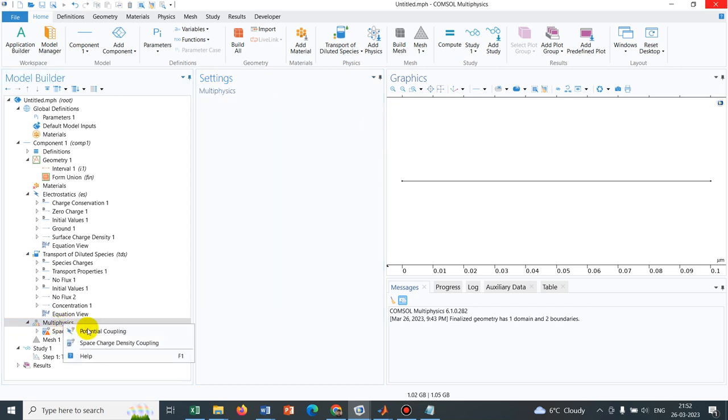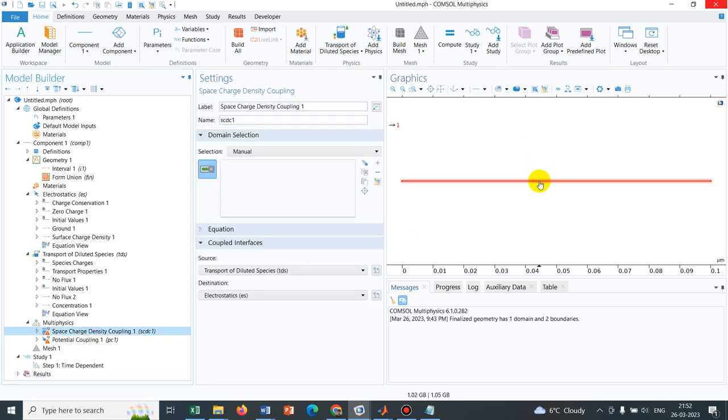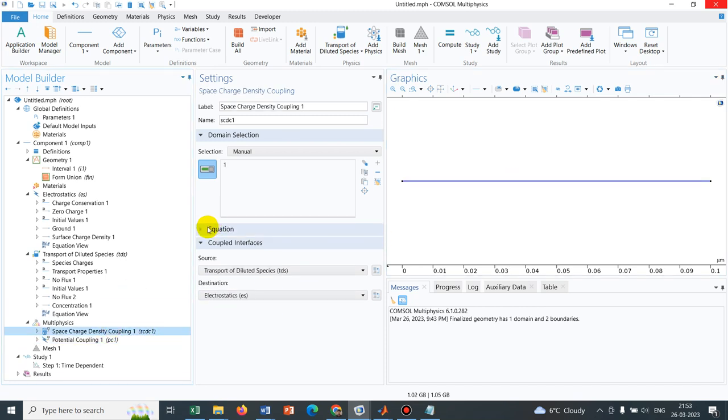We also need to couple the potential, because this potential and the transport of diluted species are coupled, because we have added that migration under electric field term. Now the space charge density will be applicable here. Similarly, potential coupling will also be applicable here. So now let us look at the equation.